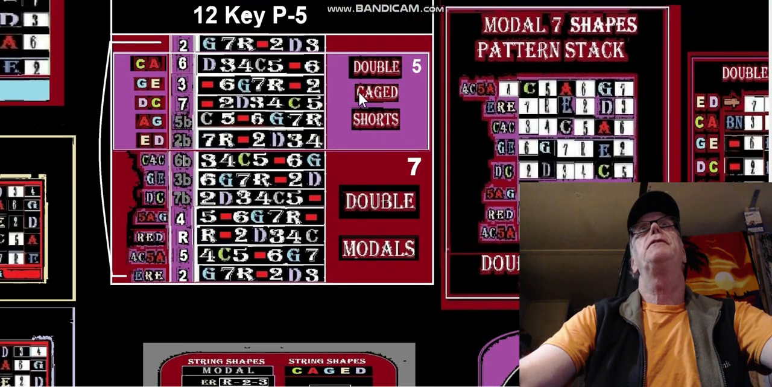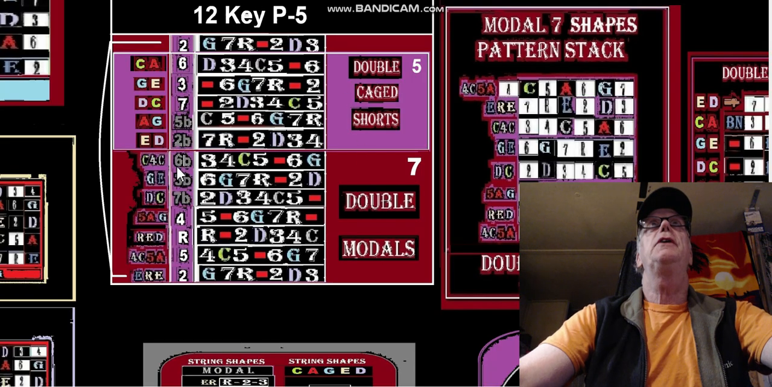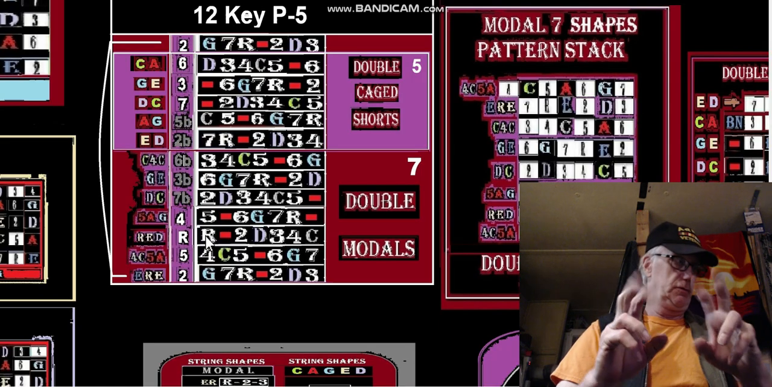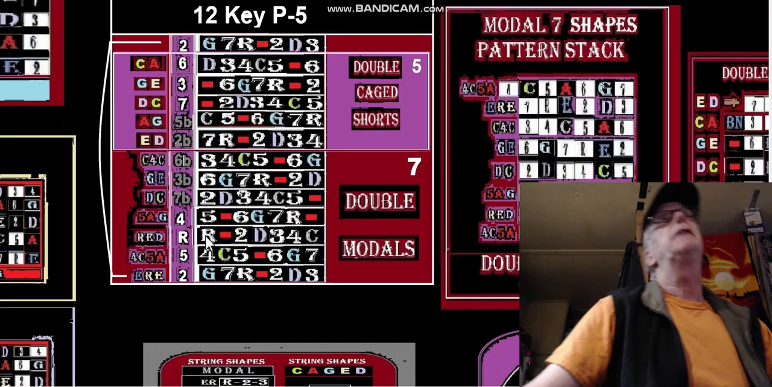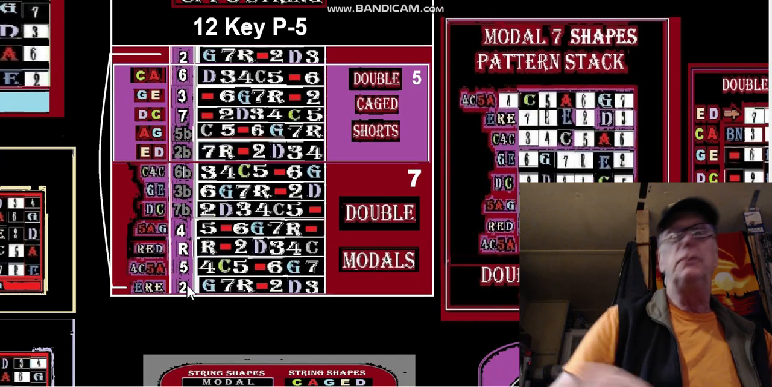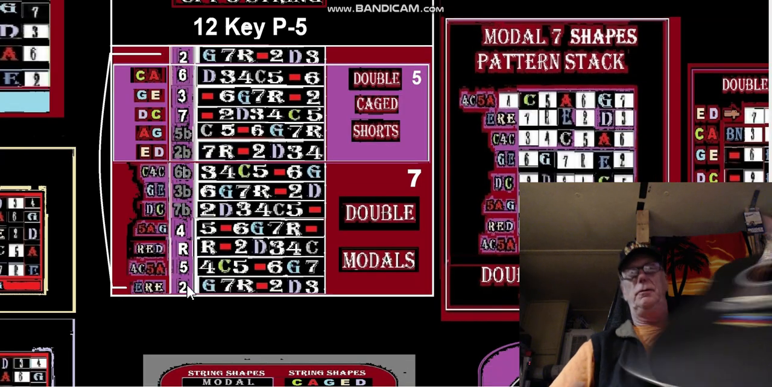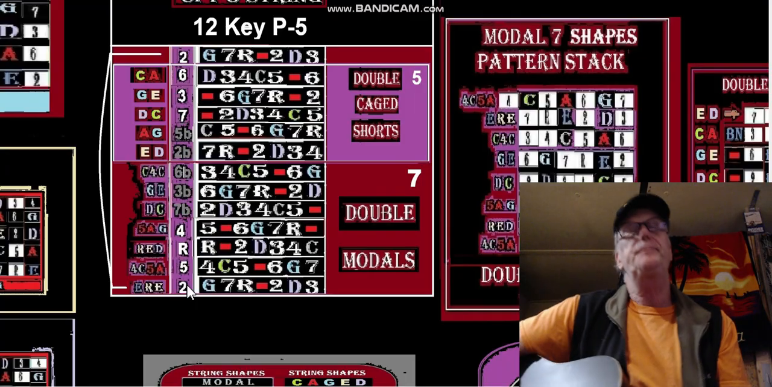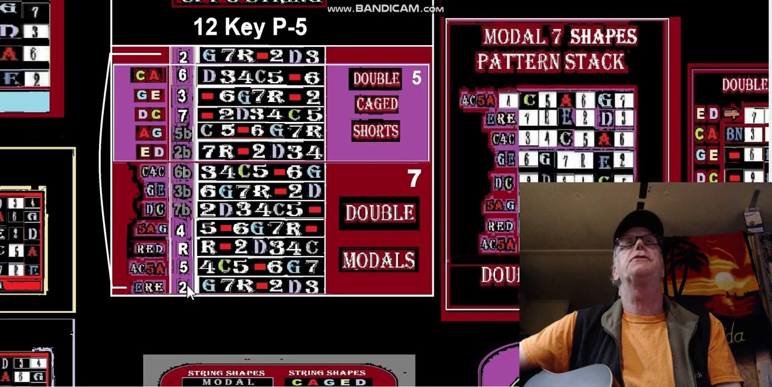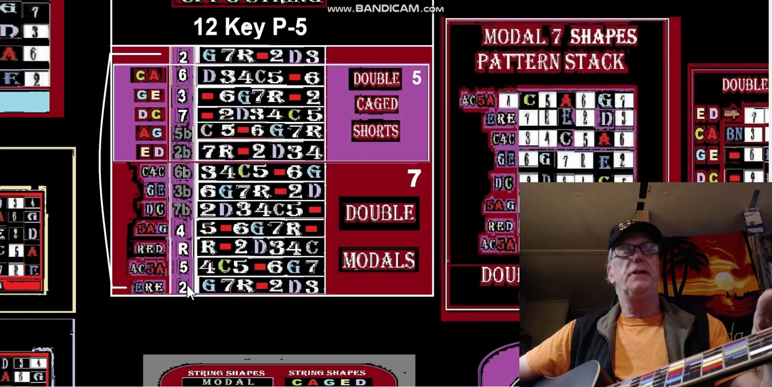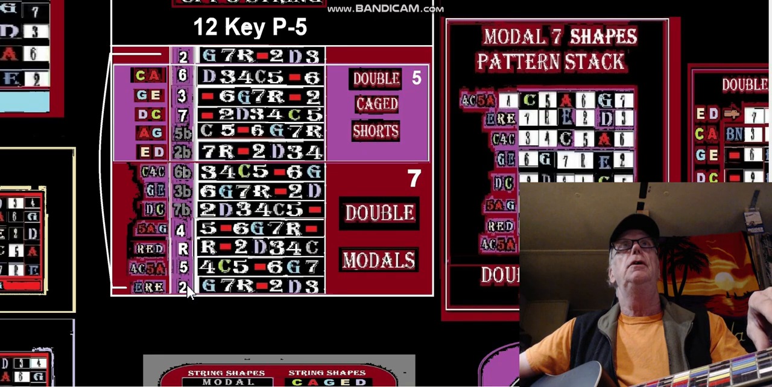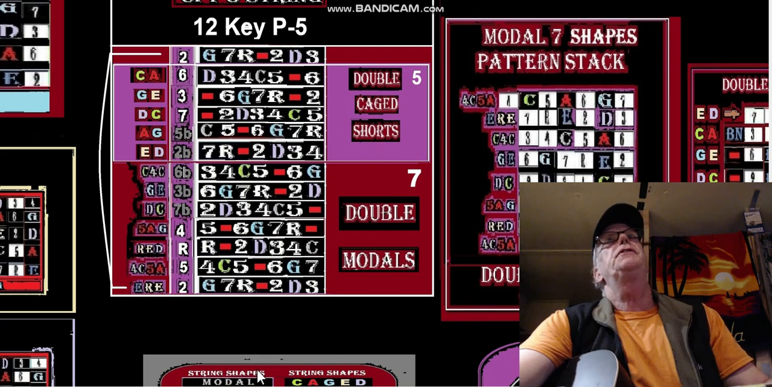And we have the double cage shorts stacked on top of the double modals. When you do that, then you get all 12 keys if you use the lowest playable note of each cage. So it's either like a conveyor belt or a capo, okay? Or you can use the open string. So here, this is a C note. So the whole thing can be done with a C note.